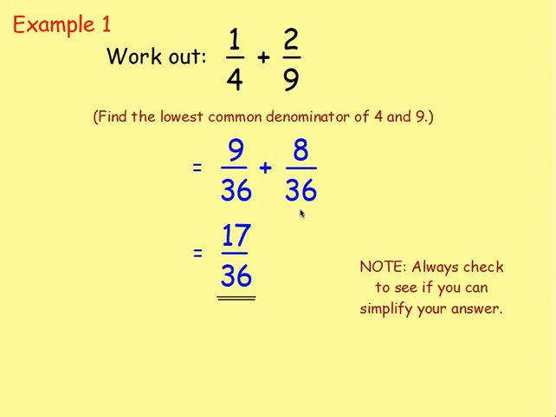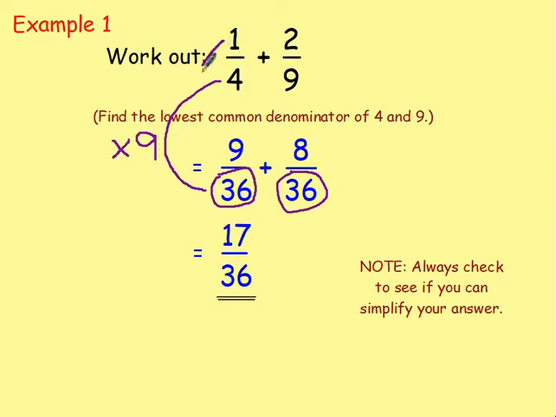The smallest number is 36, so you want to change the 1 quarter to something over 36 and the 2 ninths to something over 36. What you then do is you think, well, I'm changing the quarters to 36ths, so I'm changing the 4 to 36. So you have to work out what you're multiplying that by. So 4 times what gives you 36? Well, to work that out, you could just divide, go the other way. So 36 divided by 4 is 9 times. So you know, to go from 4 to 36, you would multiply by 9.